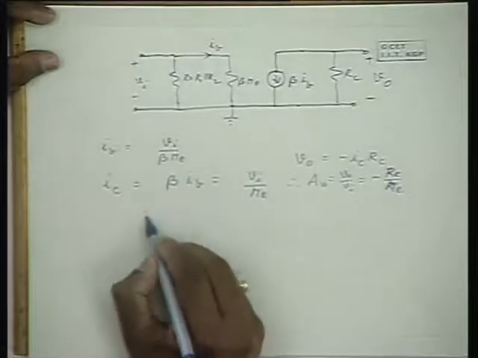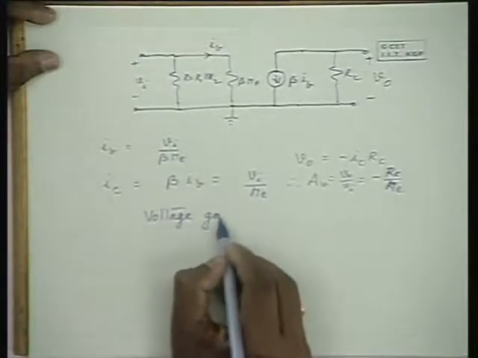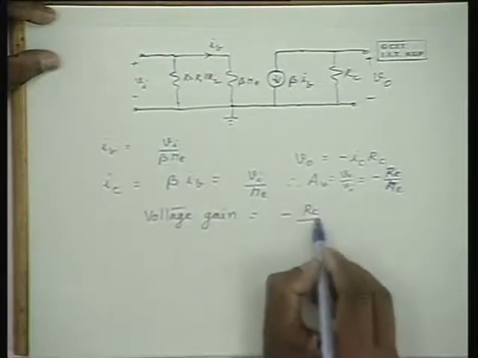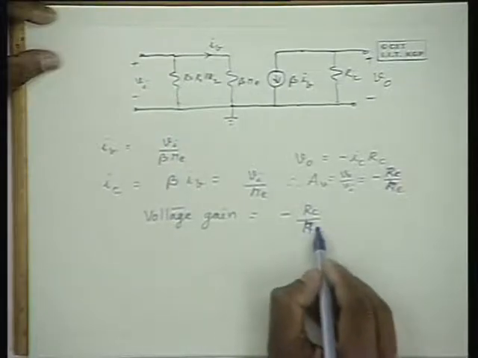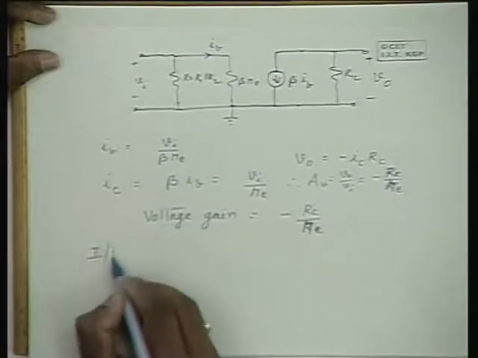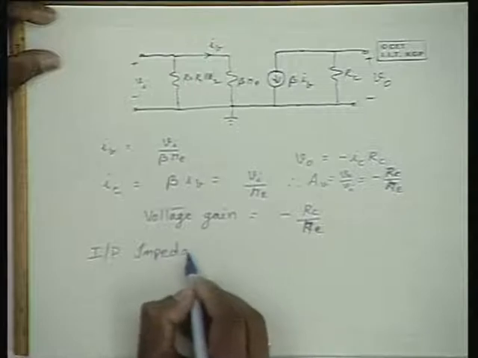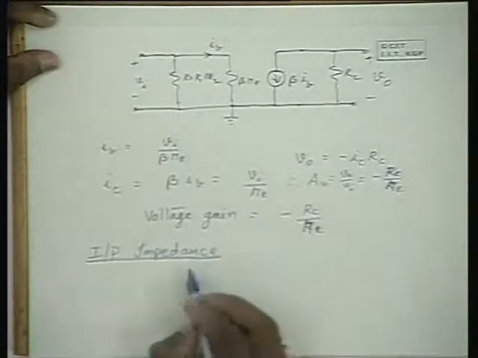Now, what is the input impedance of this circuit? This is the voltage gain, therefore. Now, input impedance. Now, look at the circuit.